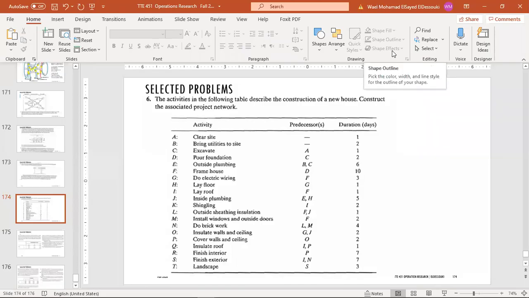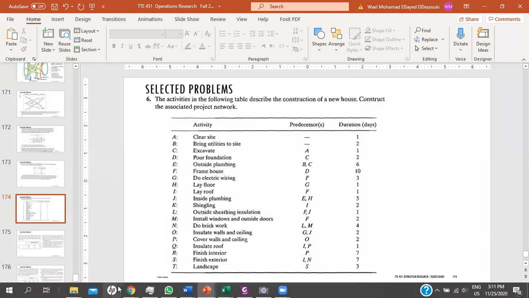Okay, guys, today we are going to work through an example problem on project scheduling using the critical path method, the CPM. Okay, here we start. So as we can see, we have a project.